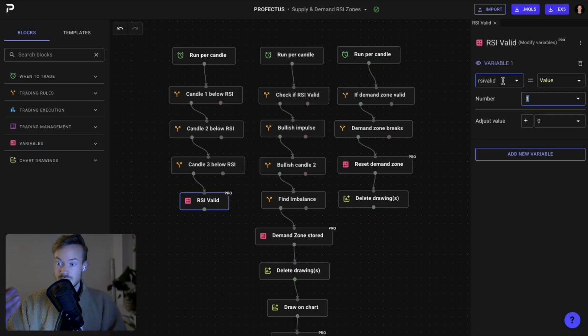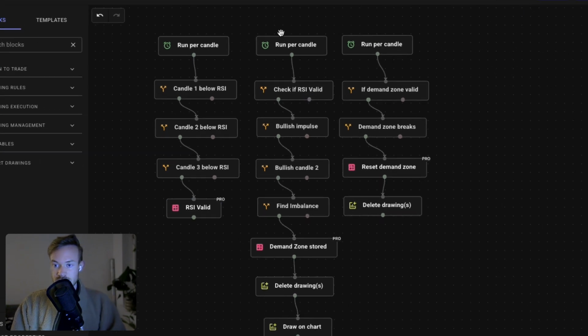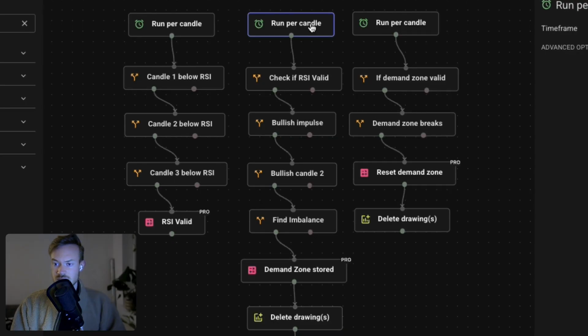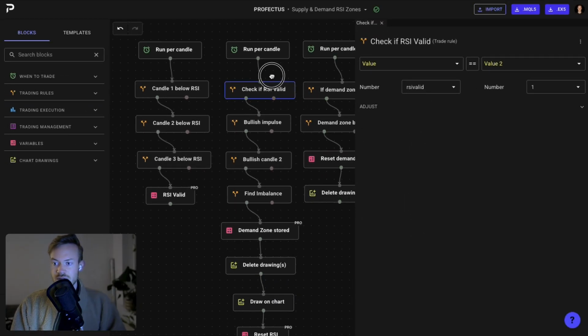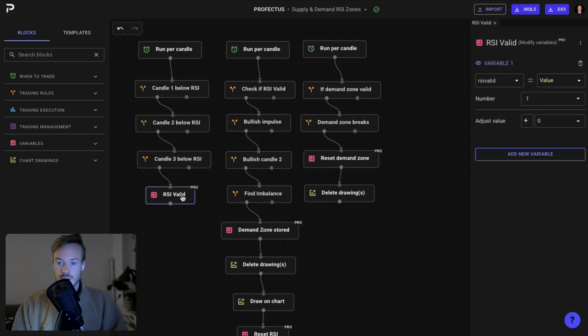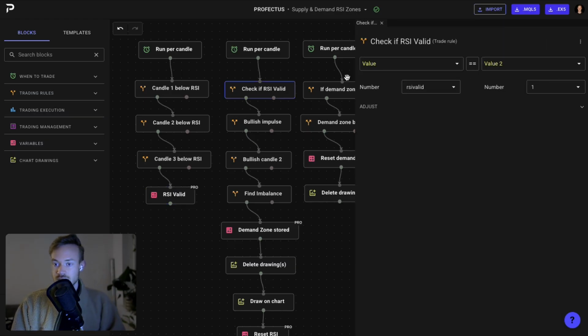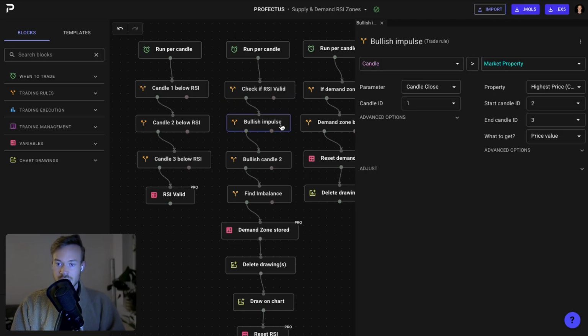We simply do this by gatekeeping and controlling our trading system piece by piece, because with this variable that we now made, we switch it pretty much from 0 to 1, like an on-off button, so to say. And now we go to the next decision tree, as so often starts with a run per candle. And here you see the variable RSI-valid, and it's actually matching number 1, right? Because now this variable used to be 0, but here in this block we switched it on, so to say, from 0 to 1, and now 1 equals 1. So this connection of the block will be triggered to the next block, bullish impulse.